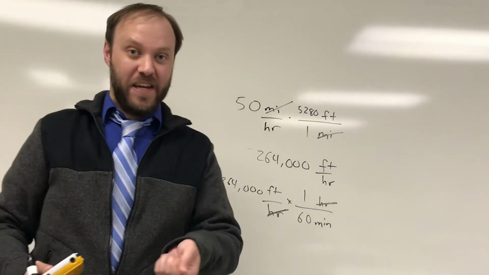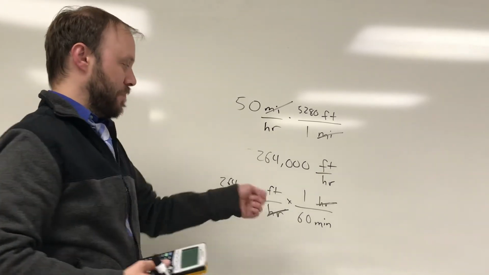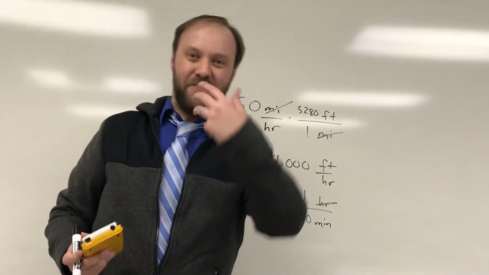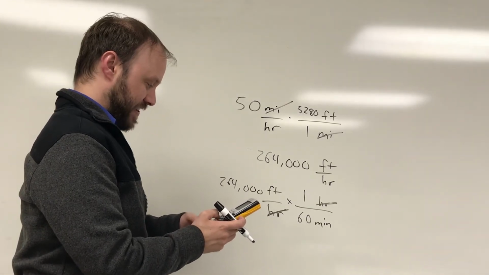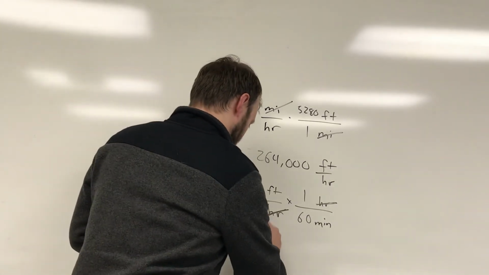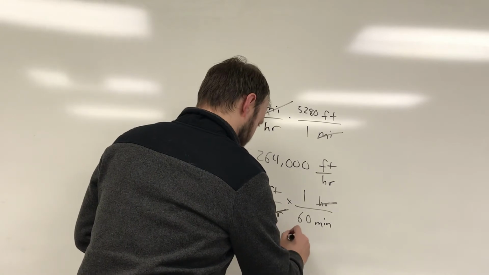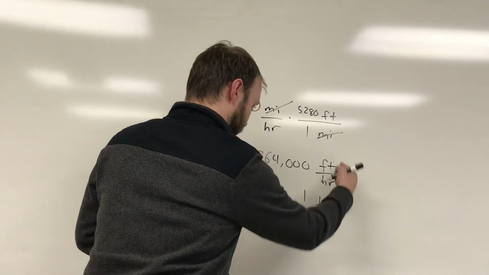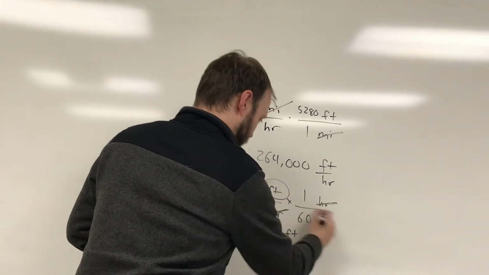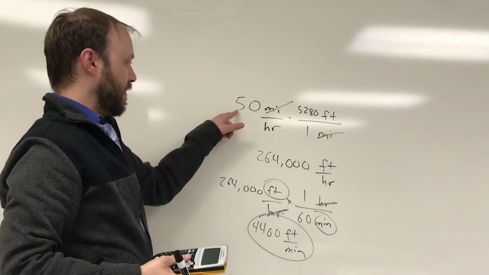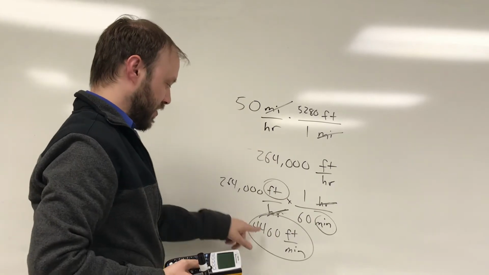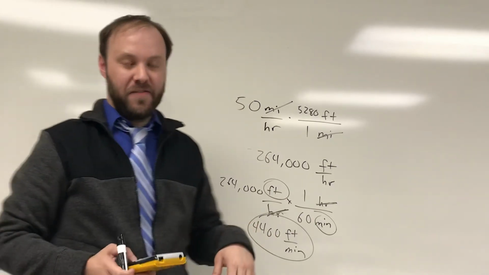And what this tells me is, if I want to convert this to feet per minute, I'm going to divide by 60. Okay, so that answer there divided by 60 gives me a result of 4,400 feet is what I have left on top per minute. Okay, so turns out 50 miles per hour converts to 4,400 feet per minute.